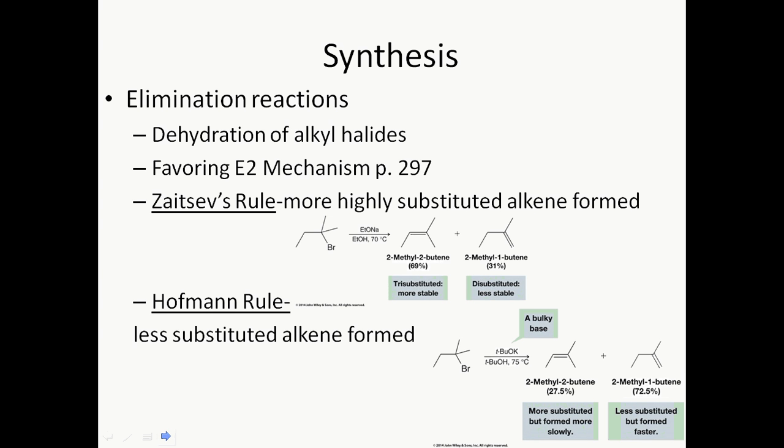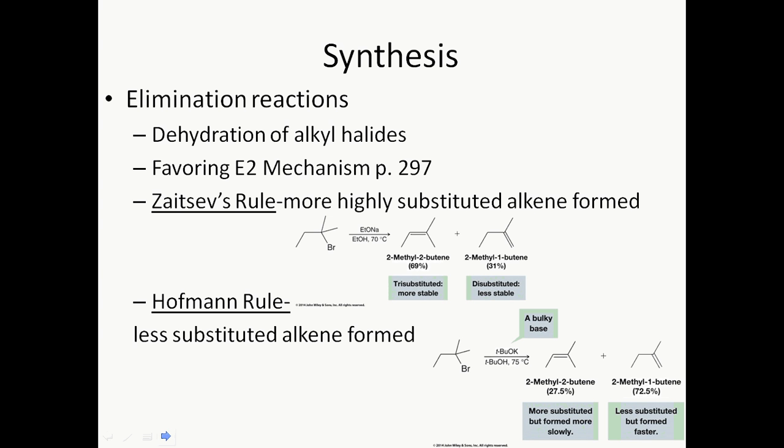There's dehydrohalogenation of alkyl halides, and then there's ways to make sure we get the E2 mechanism to prevail when, as we talked about last time, there could be more than one route that a reaction can go. So ways to make sure that you get the E2 mechanism that you want is on page 297. And then there's some rules to pay attention to.